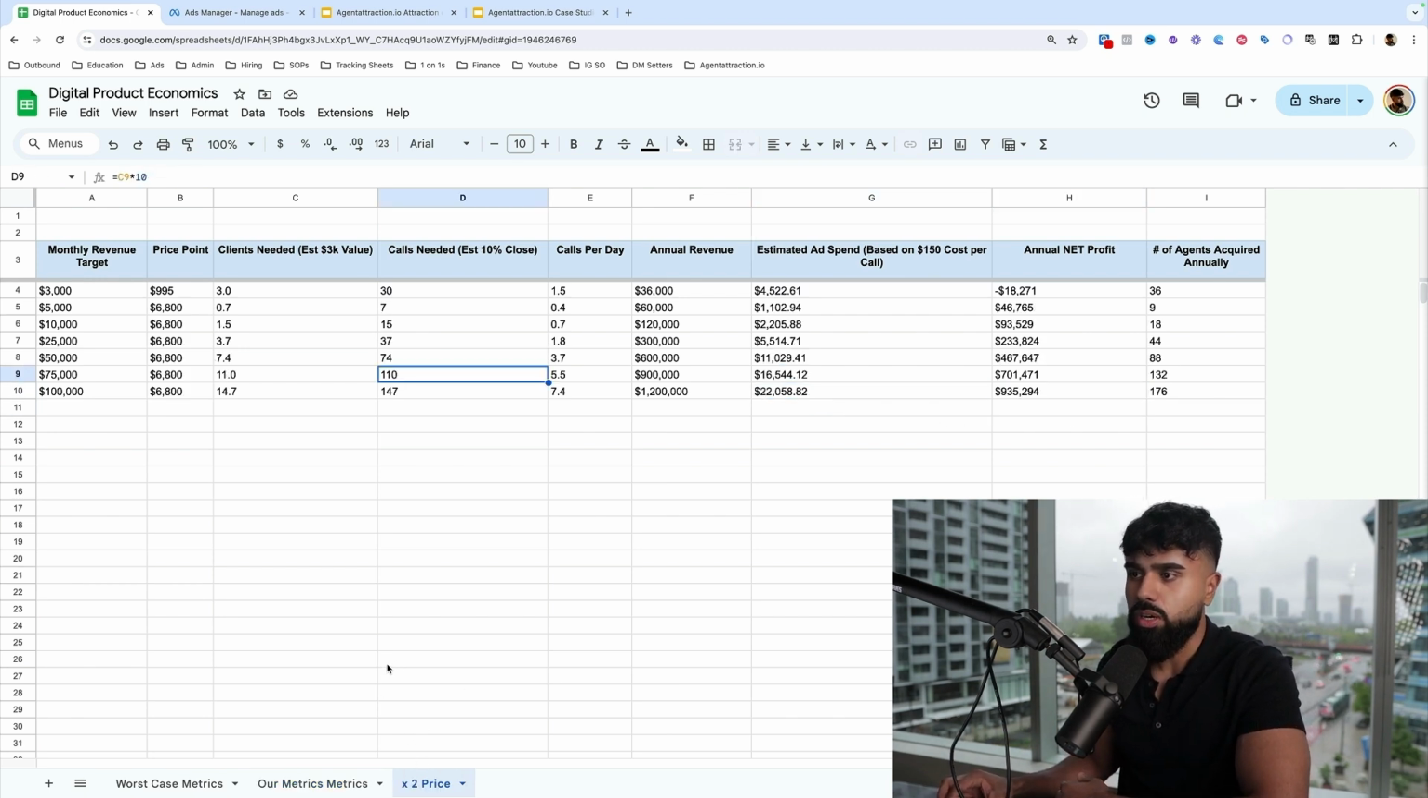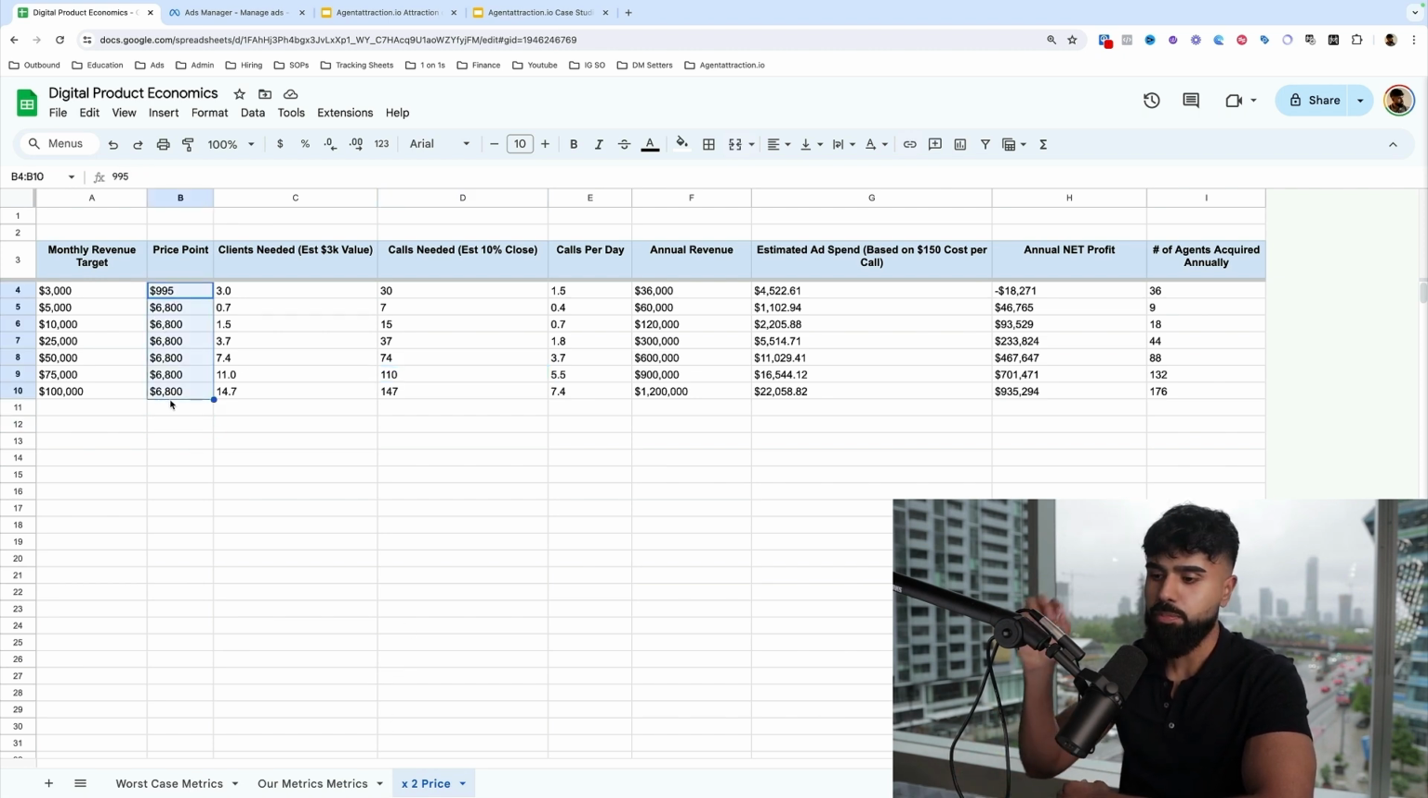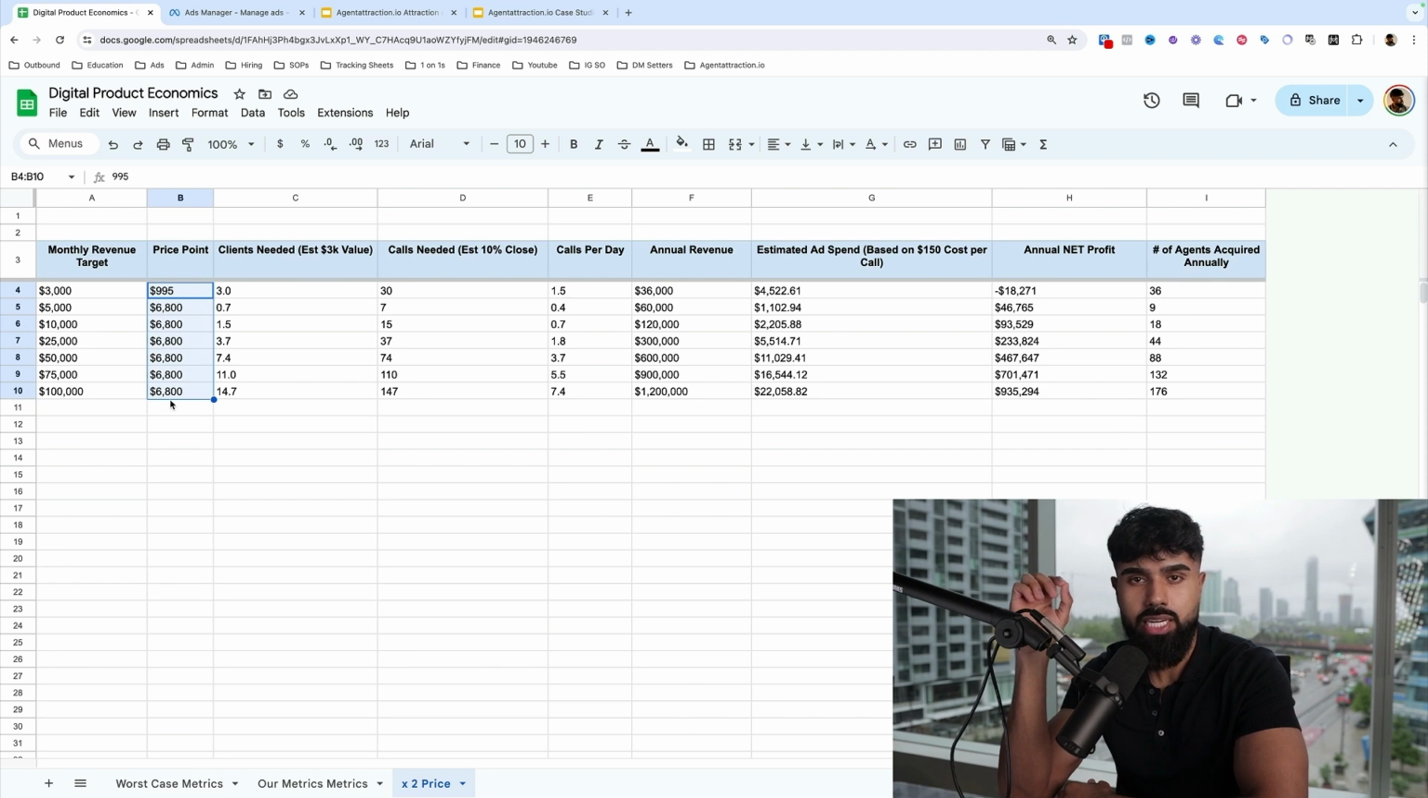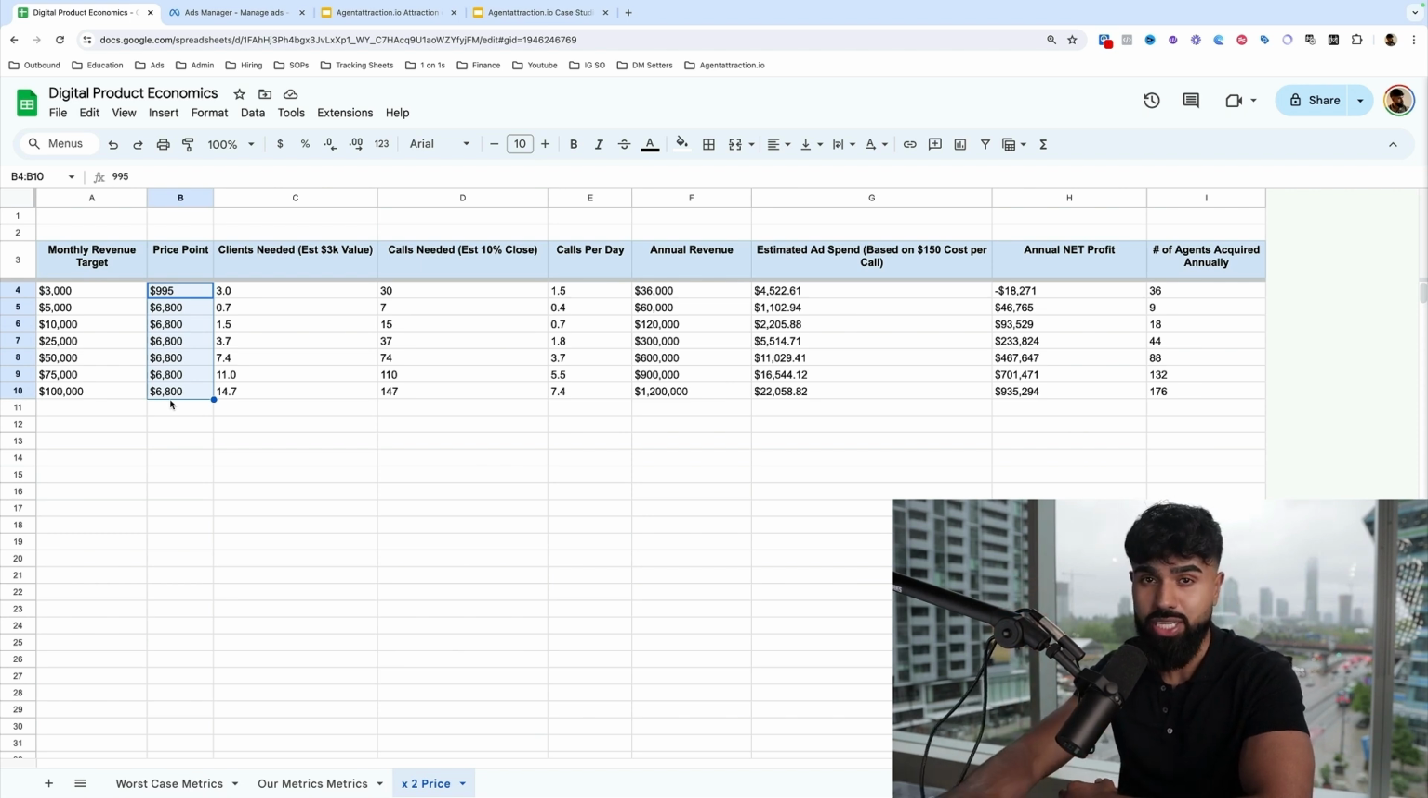But let's move on to 2 times the price, because the price will be the biggest determining factor behind your profit at the end of the year with a digital product. How much money you actually make and take home with your digital product can be the biggest difference maker in a company.